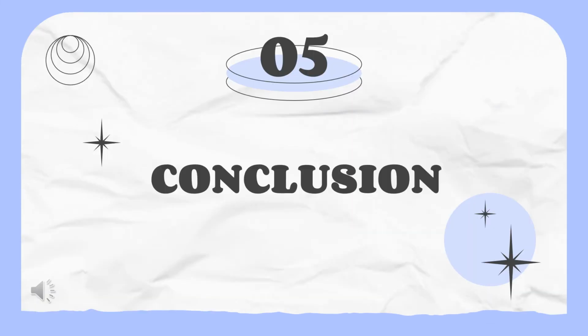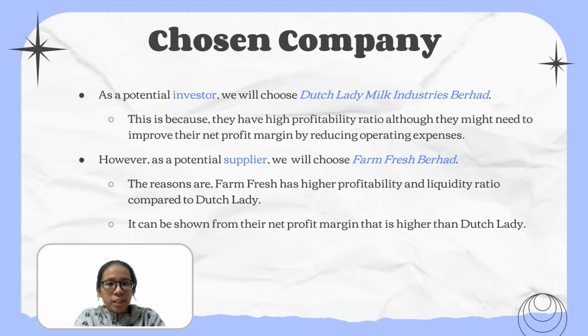Now, we have reached the last part, which is the conclusion. We are going to choose the best company if we were an investor or a supplier, and we are going to explain the importance of financial statement and limitations of financial statement. As a potential investor and a potential supplier, we both have different opinions on which company we should choose.